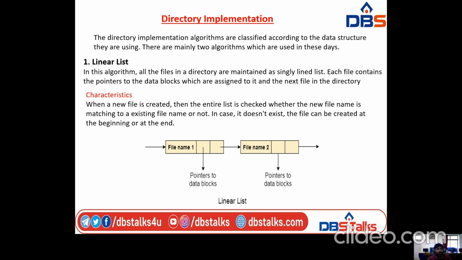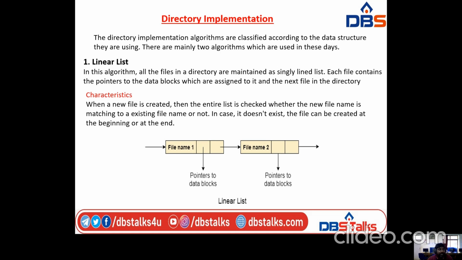Next we are going to talk about directory implementation. What is meant by a directory? A directory may contain several files. A collection of files, we can say it is a directory. In order to implement directories, we have various data structures. Among those, mainly two algorithms are used: the linear list and the hash table.